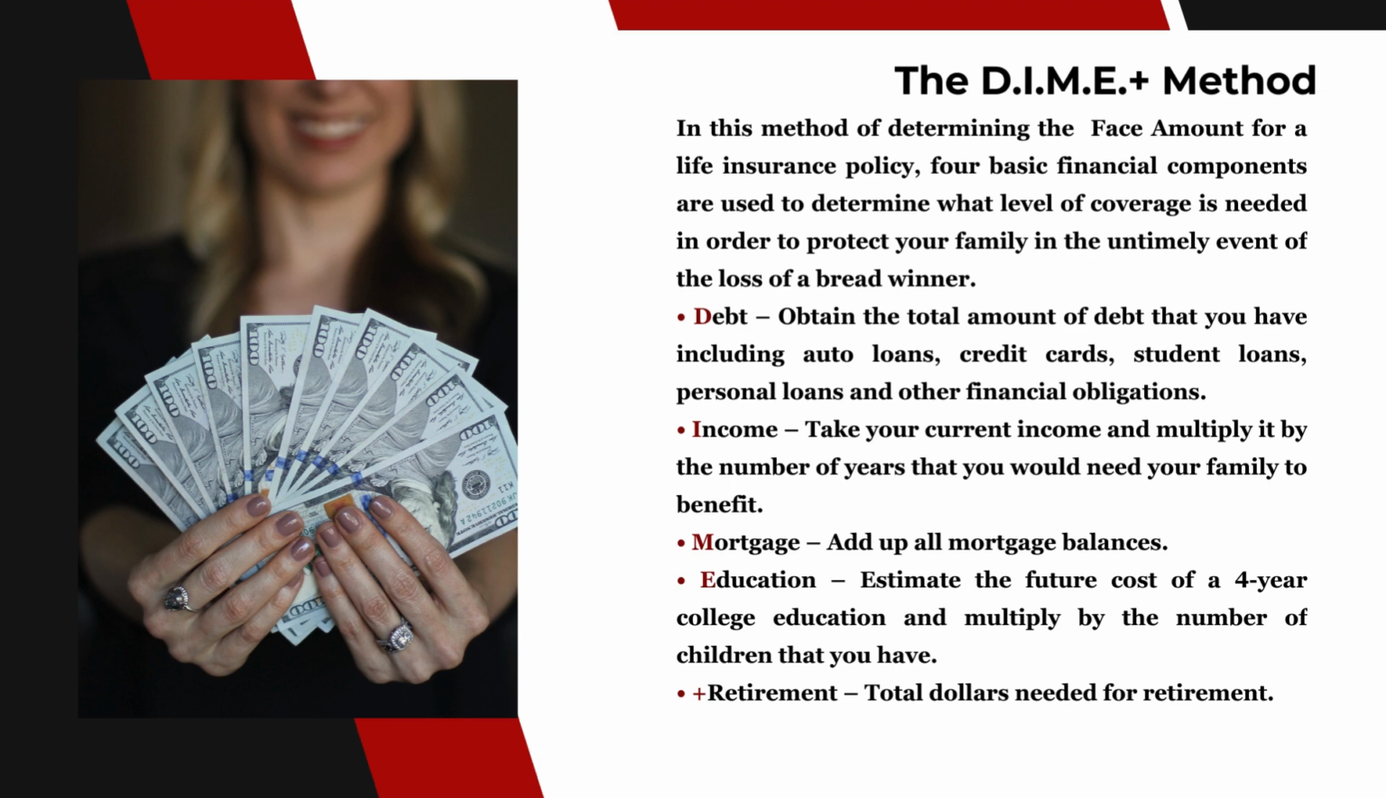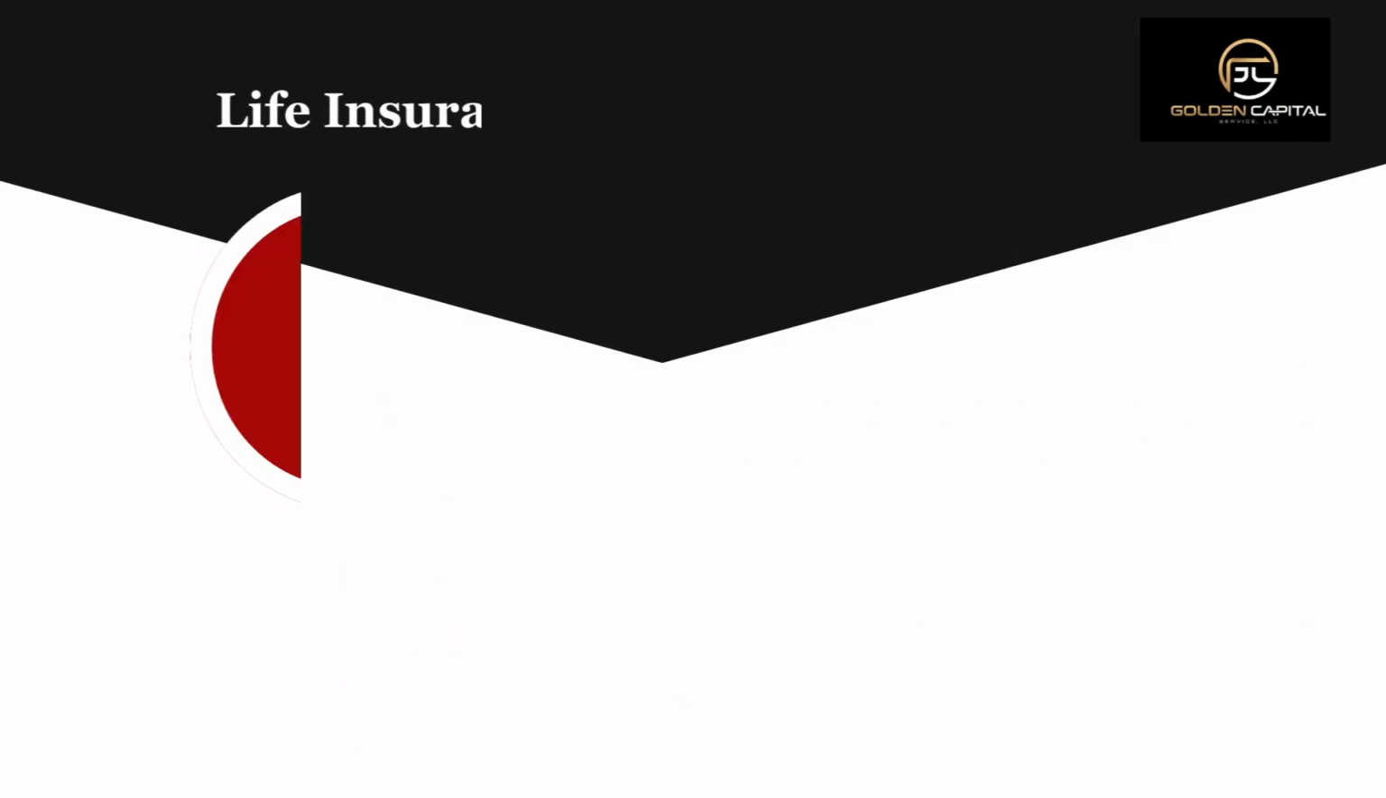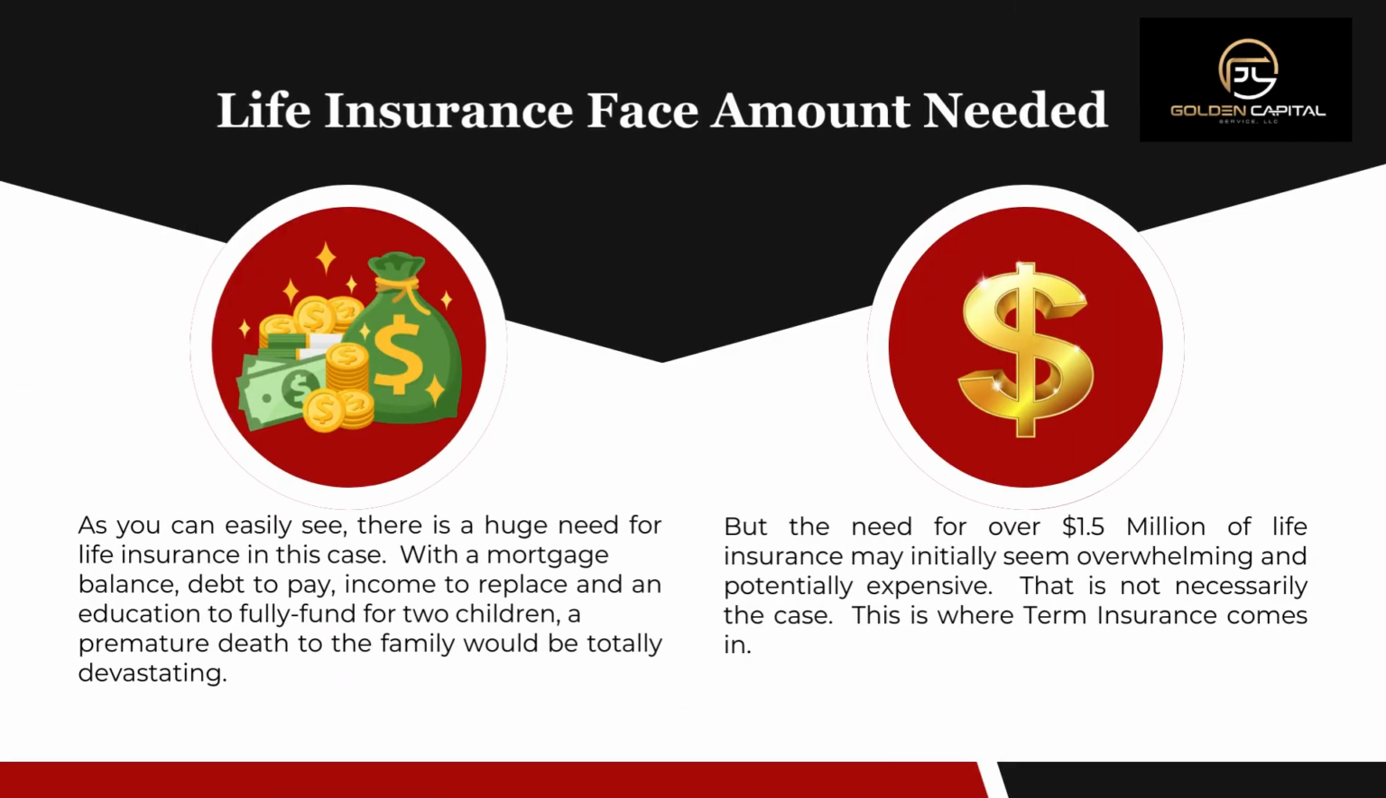Plus retirement, total dollars needed for life insurance face amount needed. As you can easily see, there is a huge need for life insurance in this case. With a mortgage balance, debt to pay, income to replace and an education to fully fund for 2 children, a premature death to the family would be totally devastating.